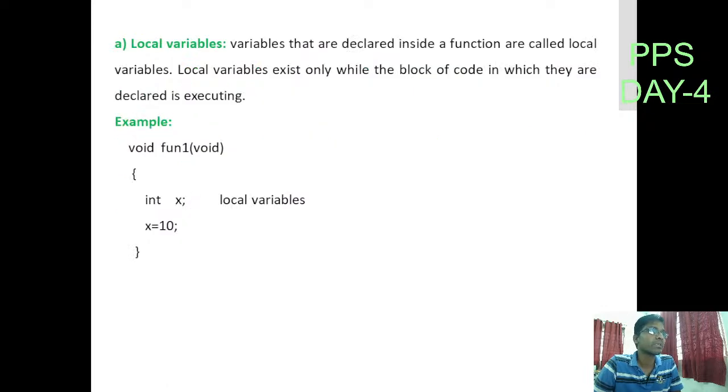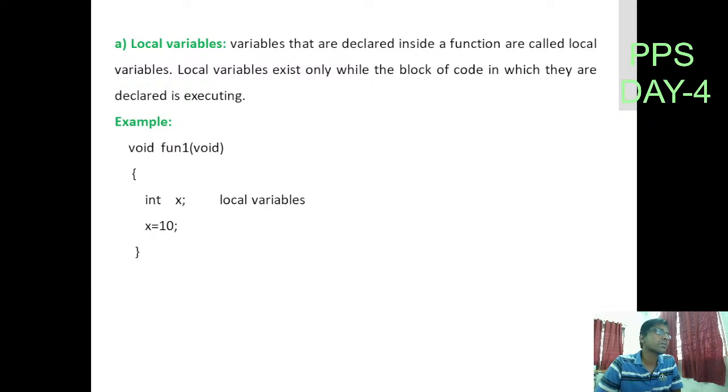So local variables. What are local variables? As I said while discussing the structure of a C program, you can declare variables inside the main function, as well as outside the main function. If you declare variables outside of the main function, then they become global variables. If you declare variables inside of the main function, then they are called local variables.